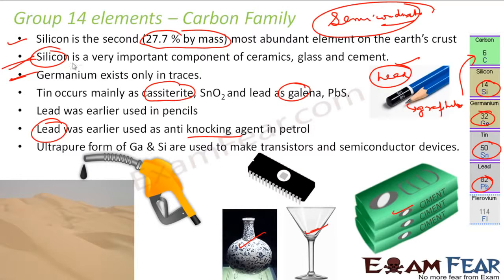And as I told, silicon and gallium are used to create transistors and semiconductors. The ultra pure form of silicon is used to create semiconductors, which are very, very critical for us because they have given new dimensions to our life. They have given all the comforts we expected. In fact, you're watching this video now because you are sitting in front of a computer which is nothing but made from silicon.